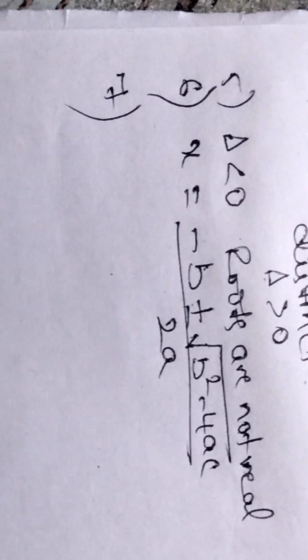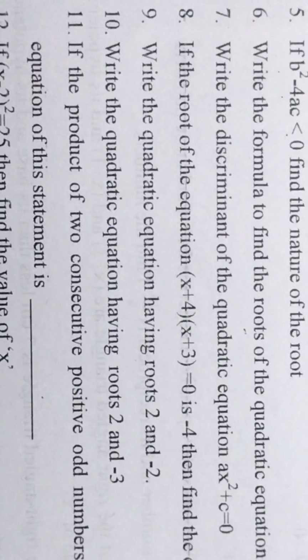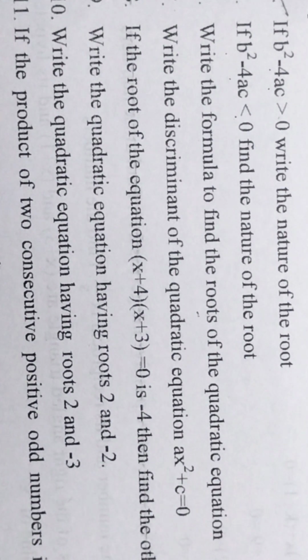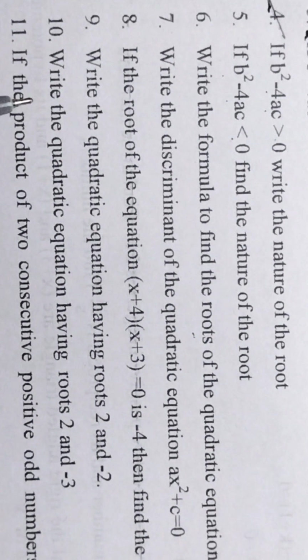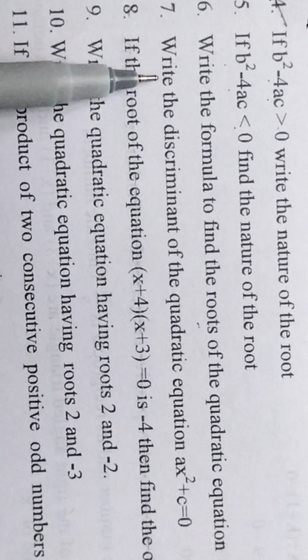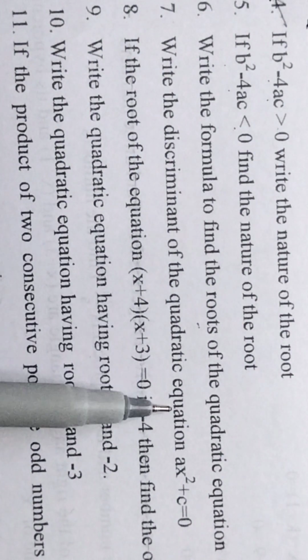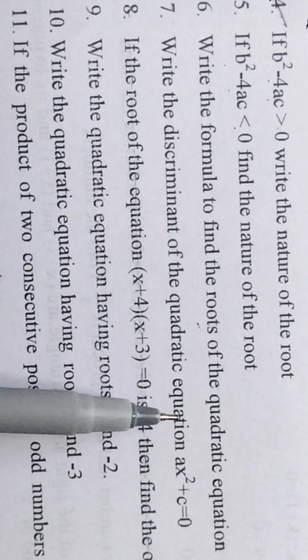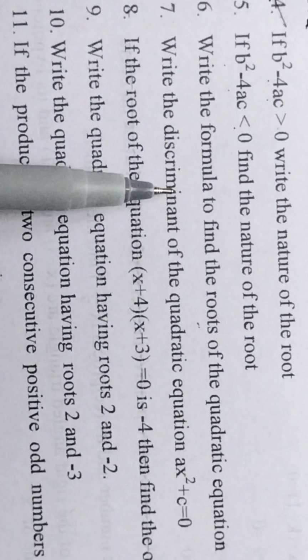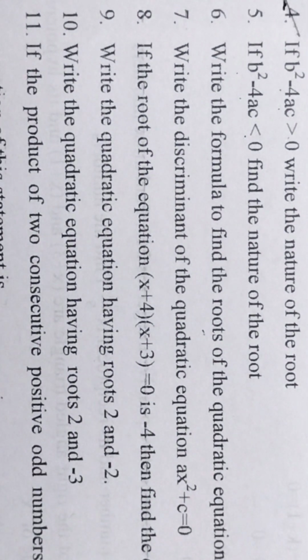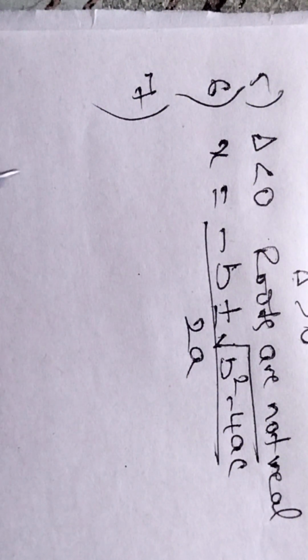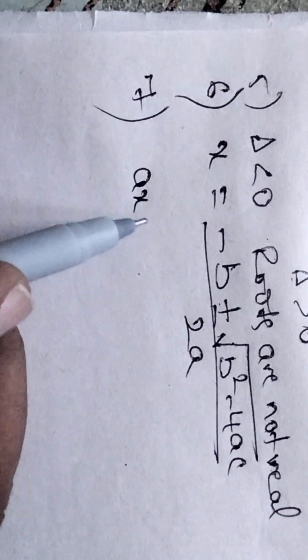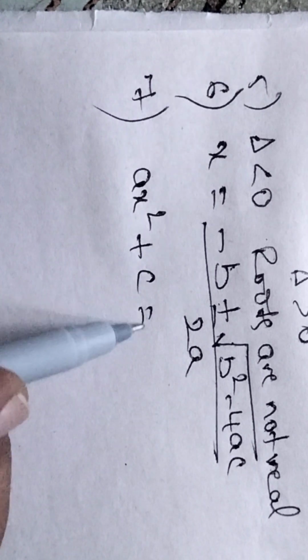Now let us move to the seventh question. In the seventh question, he asked: write the discriminant of the quadratic equation ax square plus c is equal to 0. For this equation we have to write the discriminant. So first let us write the equation: ax square plus c is equal to 0.